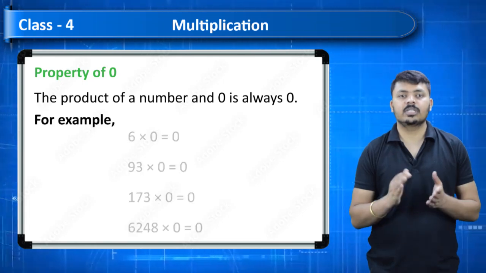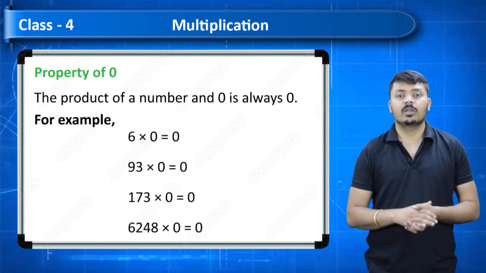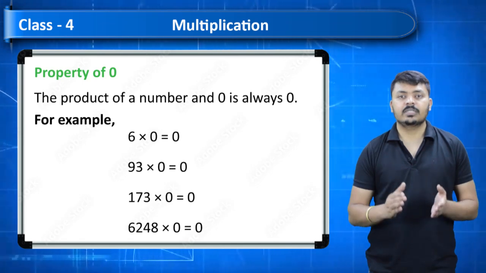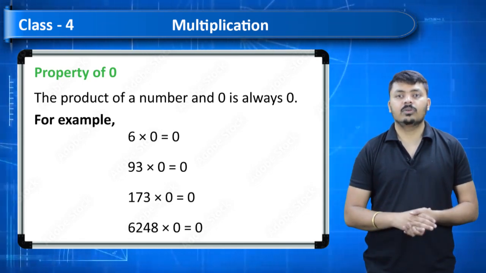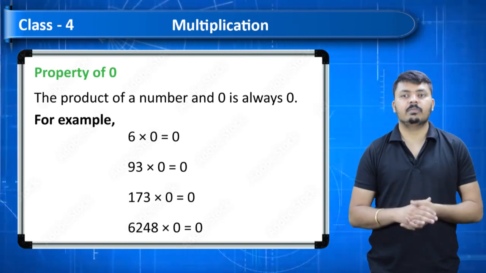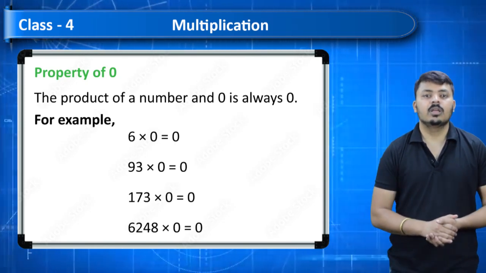For example, 6 multiplied by 0 is 0. 93 multiplied by 0 is equal to 0. 173 multiplied by 0 is equal to 0. 6248 multiplied by 0 is equal to 0.